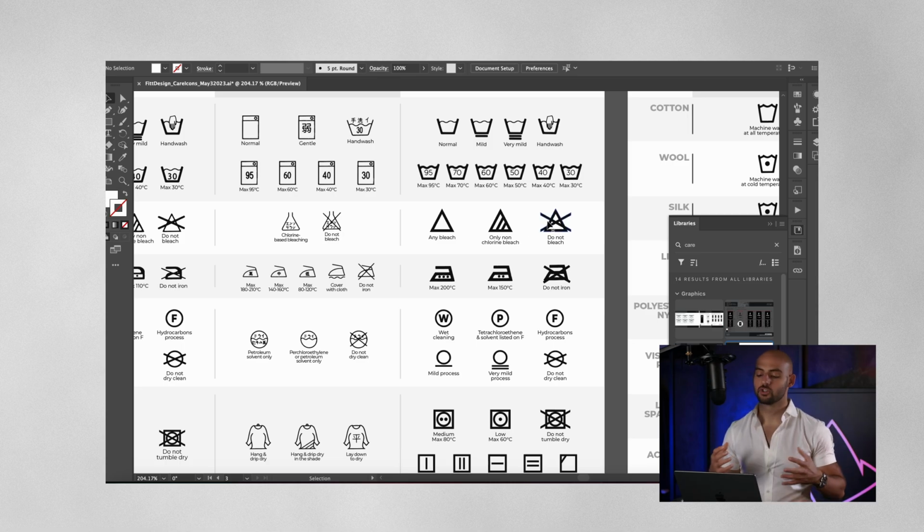We did a ton of research to be able to go through and compile a variety of different care labels, different care label icon sets across these markets, and consolidated everything for you guys so you do not have to.